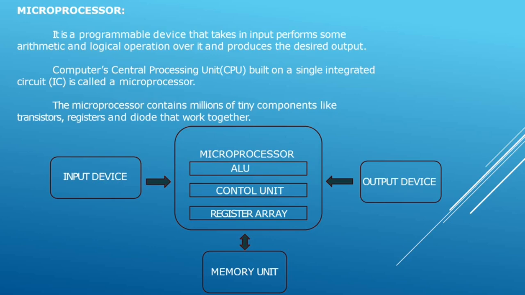You can see the block diagram. The microprocessor contains ALU, control unit, register array, and the input device and output device are connected to the left and right side of the microprocessor. You can see in the block diagram, and the memory unit in the bottom.